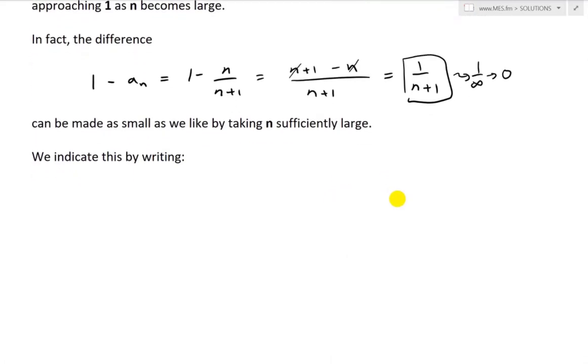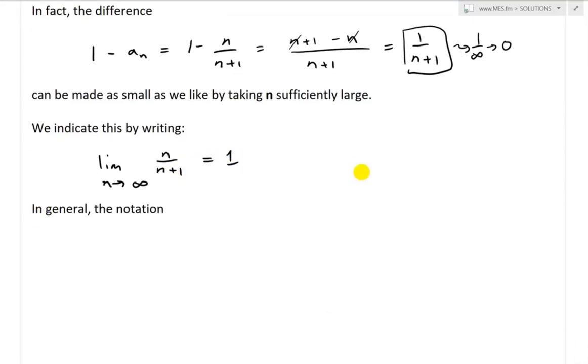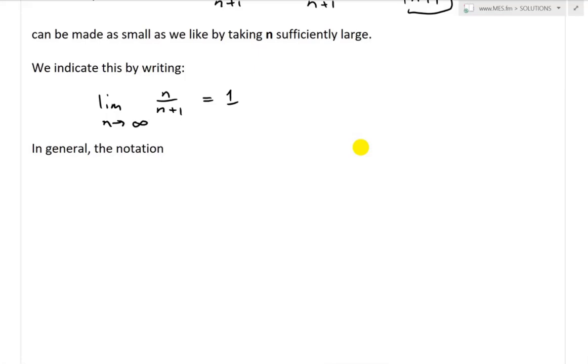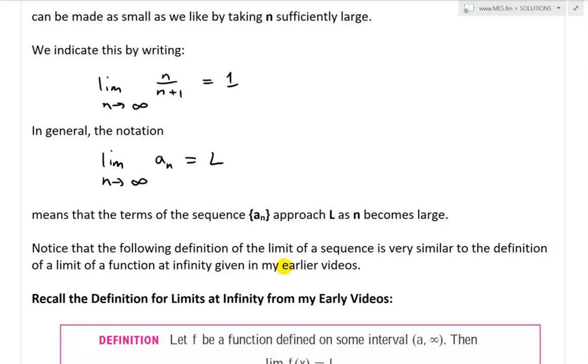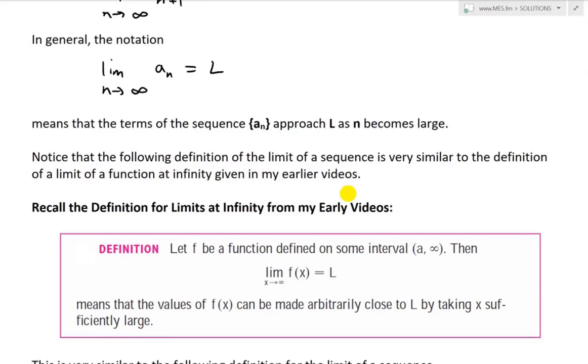So we indicate this by writing the limit as n approaches infinity of n over n plus 1 equals 1. In general, the notation limit as n approaches infinity of a_n equals L means that the terms of the sequence a_n approach L as n becomes large. Notice that this definition of a limit of a sequence is very similar to the definition of a limit of a function at infinity, which was given in my earlier videos.